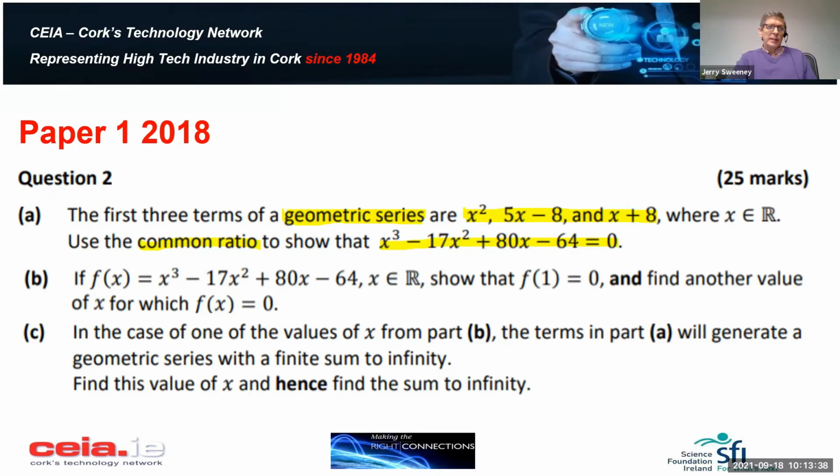So what we are asked to do then, as the second part of the question, is that we are to take the function f of x, and we're to show that if we plug in the value of 1, then it is a root. So we have to find that f of 1 is a root. And we have to find another value of x for which f of x is equal to 0. So it's asking us to find a second root.